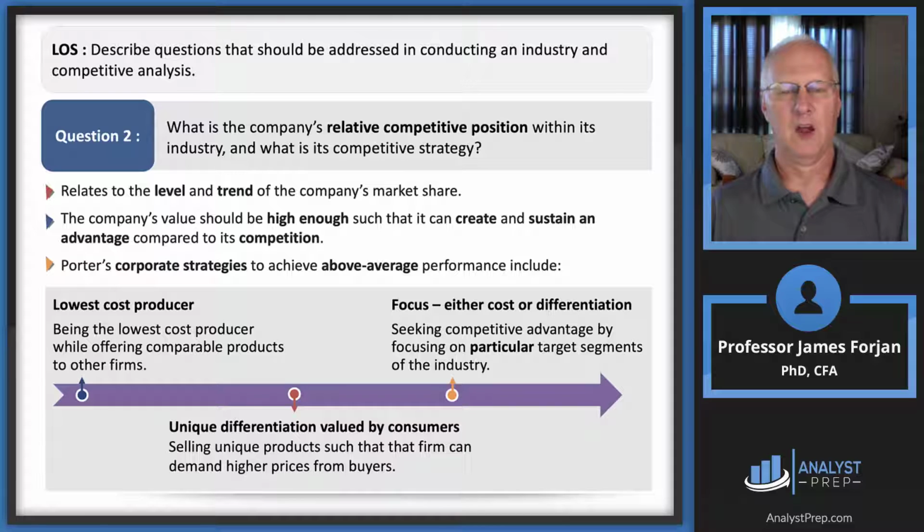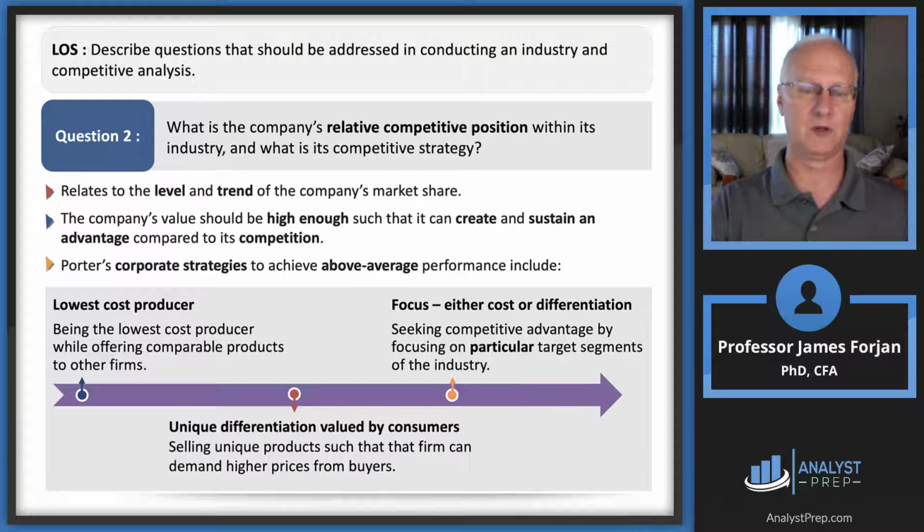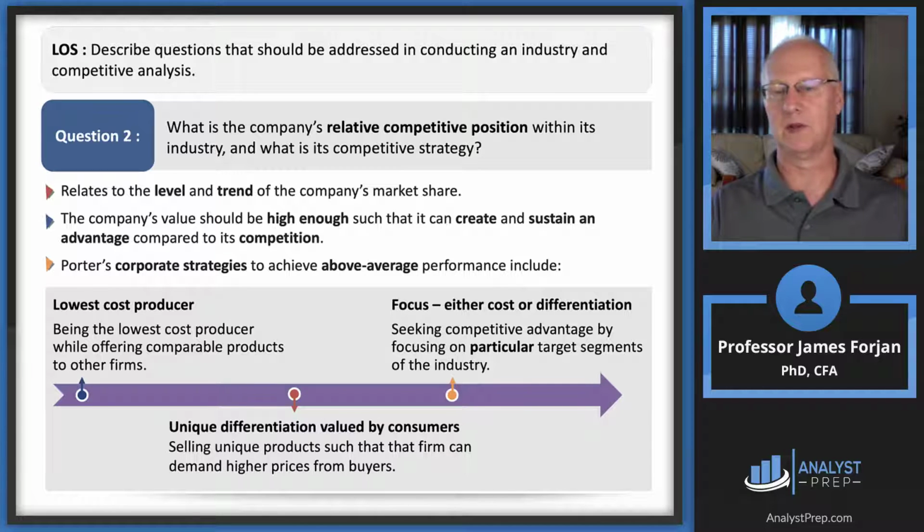All right, so what do we have down there, that last illustration? The corporate strategies to achieve above average performance include being a lowest cost producer, differentiating our product, where maybe our customers can assign a different value. And then we're either going to focus on one or the other, cost or differentiation.